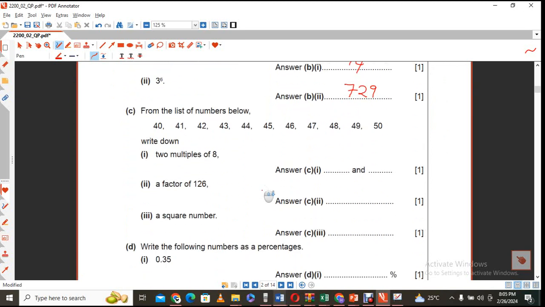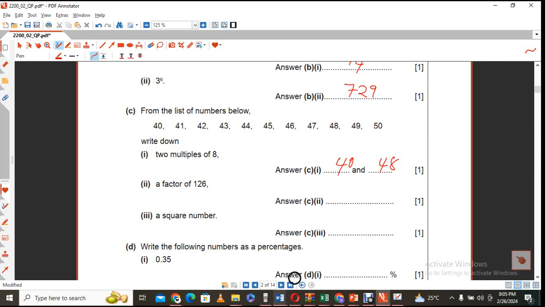From the list of numbers below, write down two multiples of 8, and if you know your 8 times table, you can see that of course 40 is a multiple of 8. The next one will be 48, okay, because 8 times 5 is 40, 8 times 6 is 48. Those are the only two multiples. 1 mark for that.